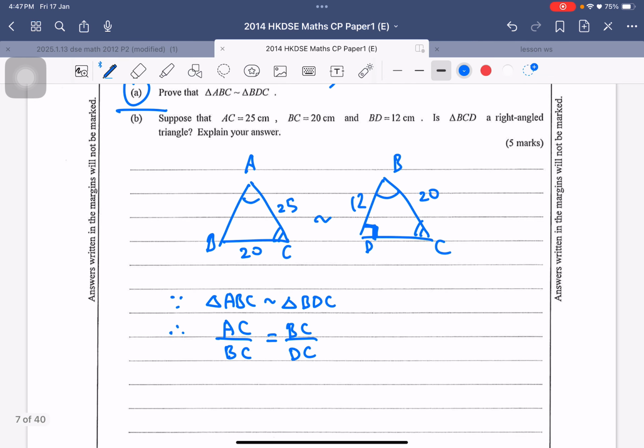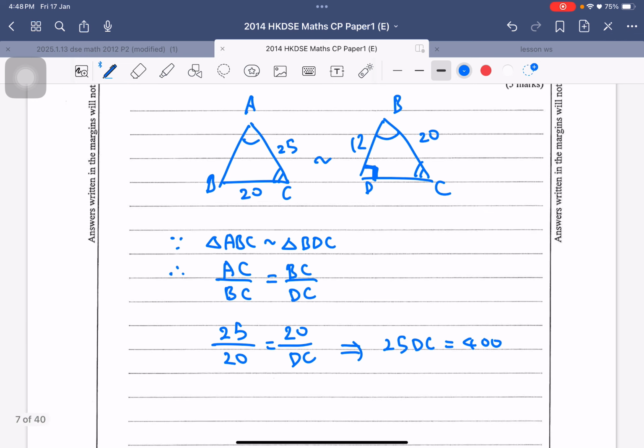What is AC? 25. AC is 25 divided by BC, which is 20, equal to, what is BC again? 20 divided by DC. When we have fraction equal to fraction, what are we going to do? Cross multiply, so that we have 25 DC equal to 400, isn't it? 20 times 20 equal to 400. Then simplify, we have DC is equal to, use your calculator, DC is equal to 16.